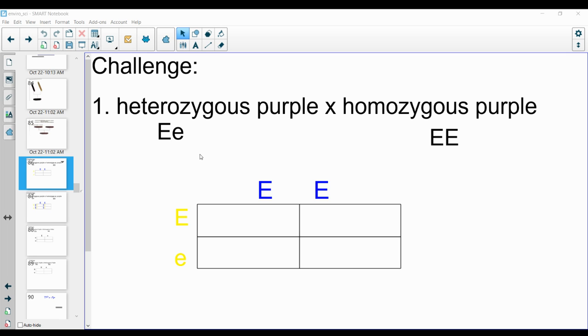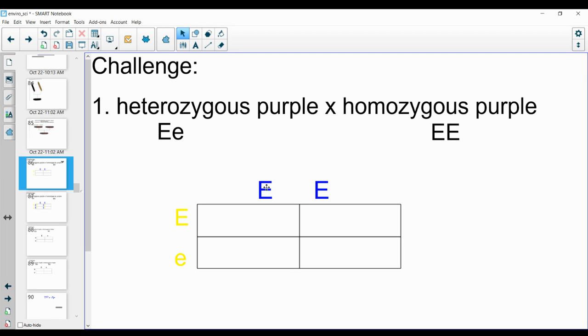All right, so we're going to look at some challenge questions for the corn crop genetics. And the first challenge question is heterozygous purple by homozygous purple. Remember, heterozygous means different, so there's one dominant and one recessive gene paired up, or one capital letter and one lowercase letter. And then for homozygous purple, homozygous meaning same, so there's two capital letters here, which is just two dominant forms of the gene paired up.